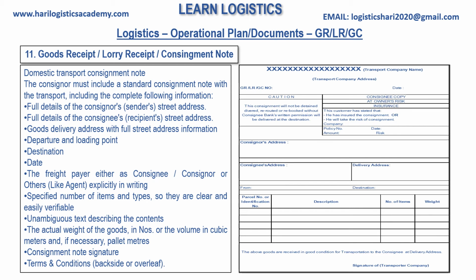Then the consignment signature. The transporter who is accepting it, either the supervisor or manager, whoever is authorized, has to sign that. And on the backside, the overleaf, you can type their terms and conditions of accepting these goods for transportation.